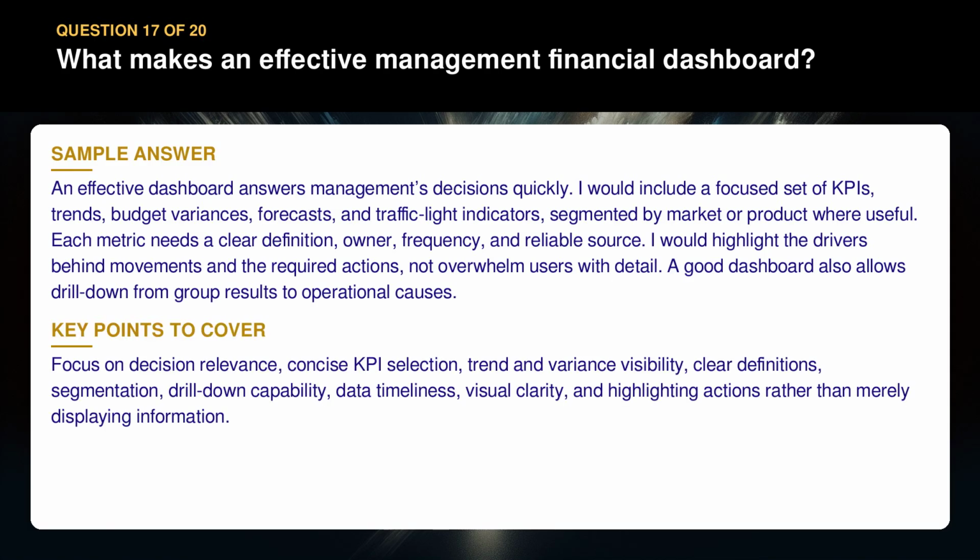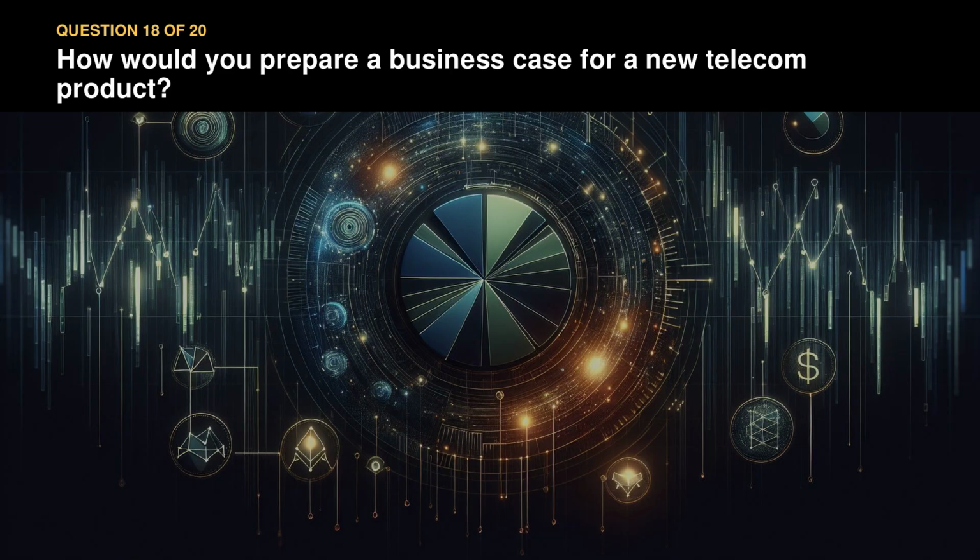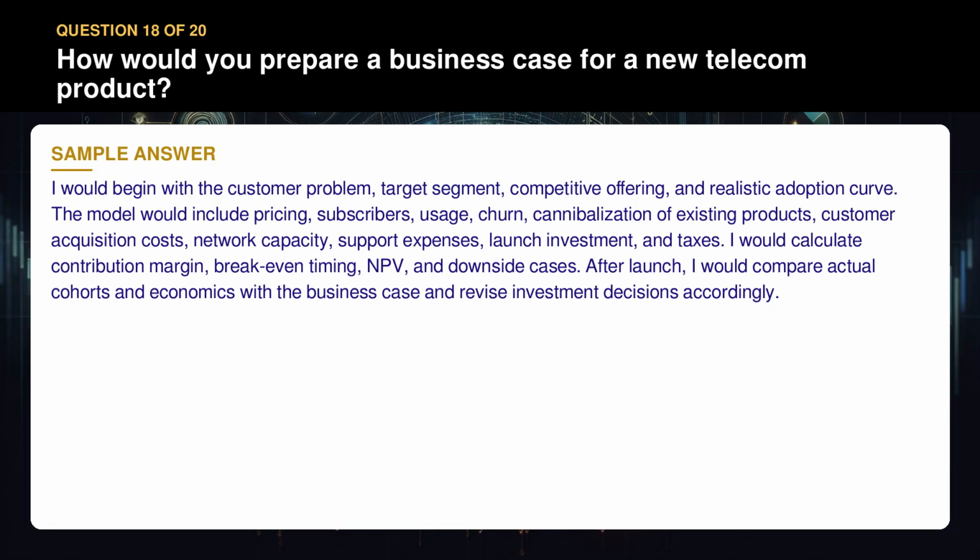Focus on decision relevance, concise KPI selection, trend and variance visibility, clear definitions, segmentation, drill down capability, data timeliness, visual clarity, and highlighting actions rather than merely displaying information. Question 18. How would you prepare a business case for a new telecom product? I would begin with the customer problem, target segment, competitive offering, and realistic adoption curve.